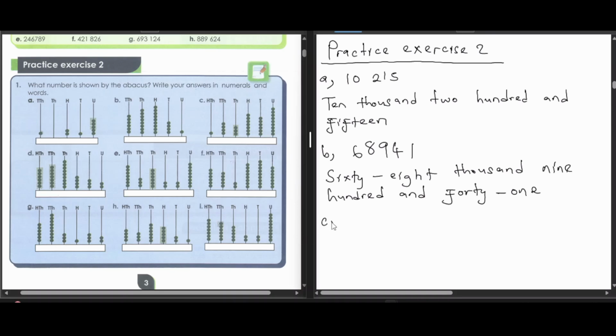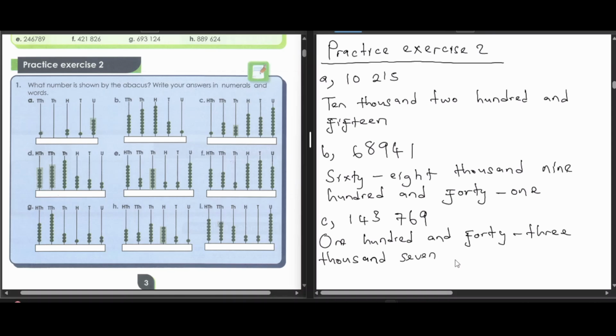AB. Ko C ngatinyore manamba acho. Saka po tina 1 tina 4 tina 3 1 2 3 4 5 6 7. Saka tina 7 1 2 3 4 5 6 6 1 2 3 4 5 6 7 8 9 9. Tichinyora pasi inenge iri 143,769. Saka techiti 143,000 769. Say izo. That's it.